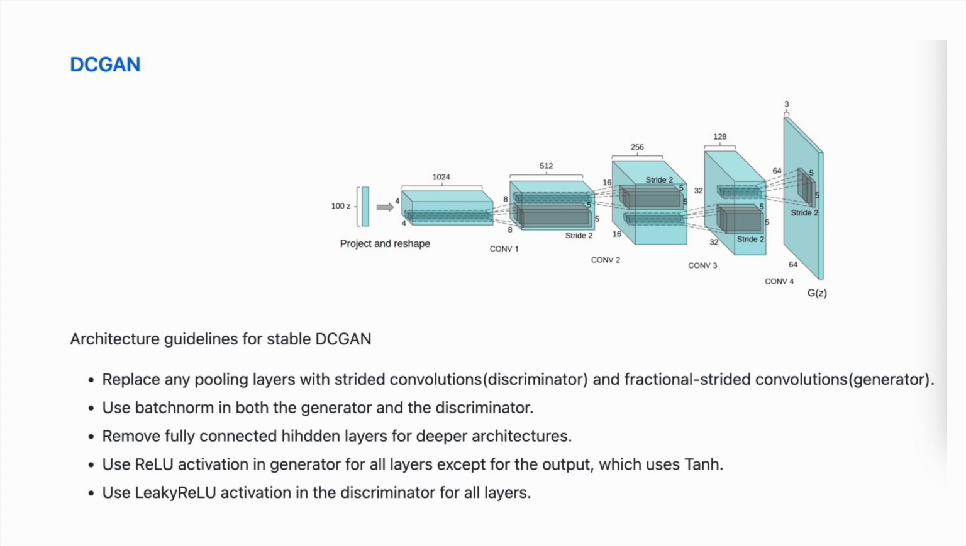Supervised learning with convolutional networks has seen huge adoption in computer vision applications. A class of CNNs called DCGAN are strong candidates for unsupervised learning, but this does not fundamentally solve the problem of unstable GAN model training.